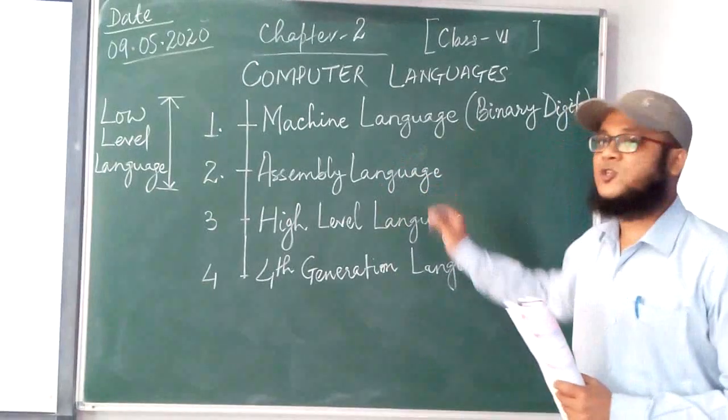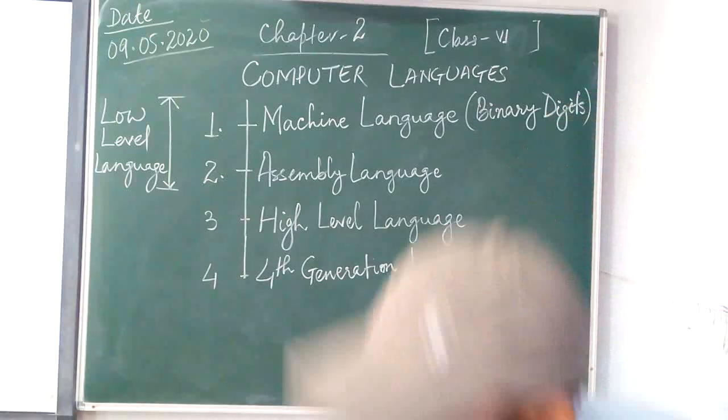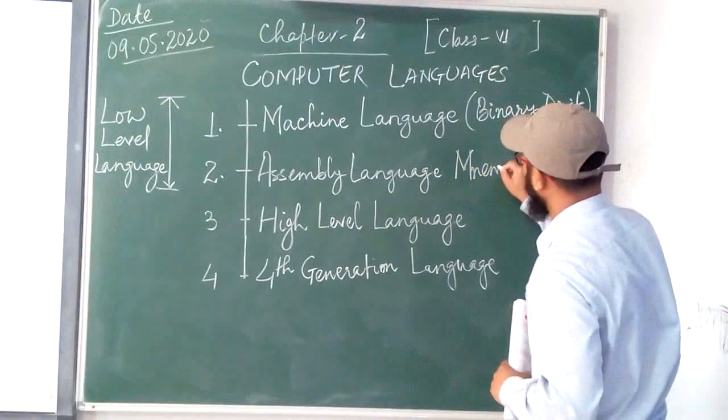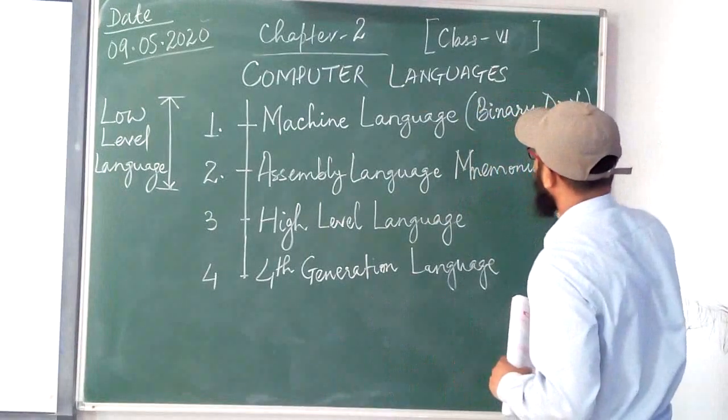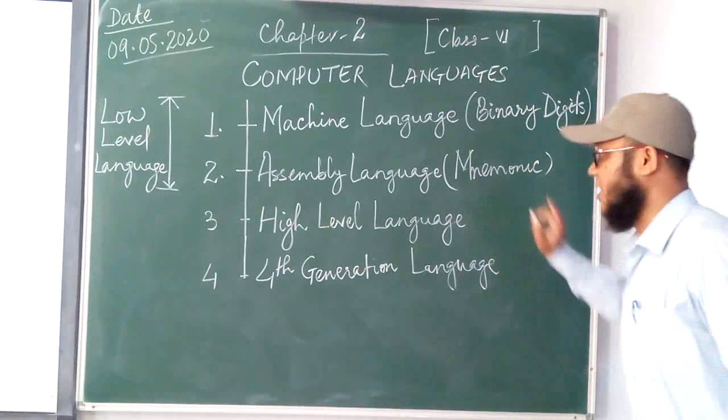This assembly language uses mnemonic codes. Mnemonic, we will write in this way: M-N-E-M-O-N-I-C. We will write mnemonic, but we will pronounce it "nemonic", with the M silent.